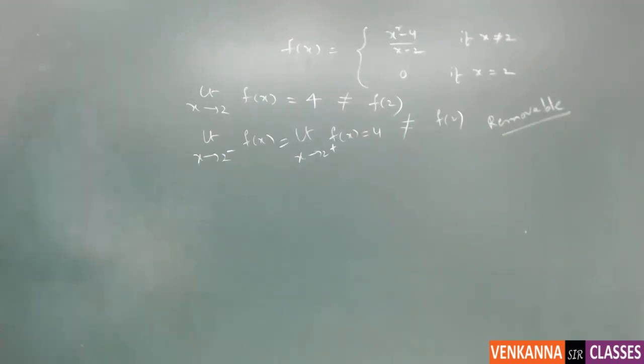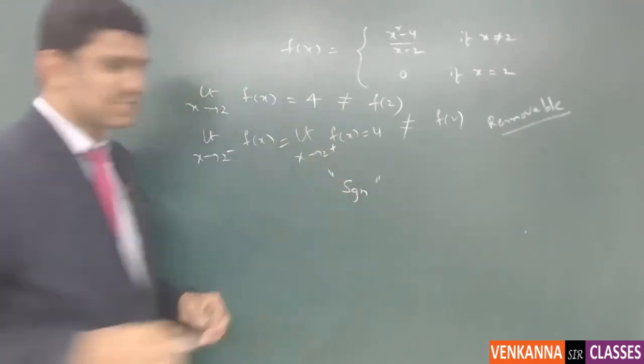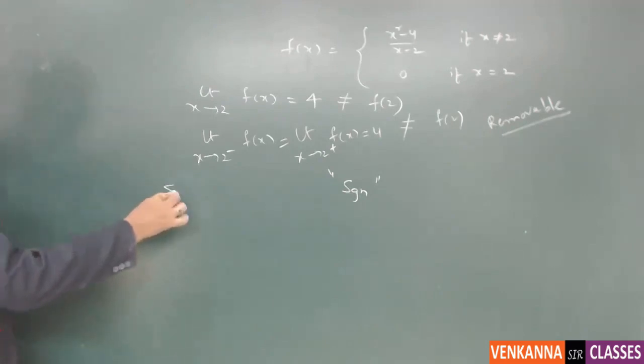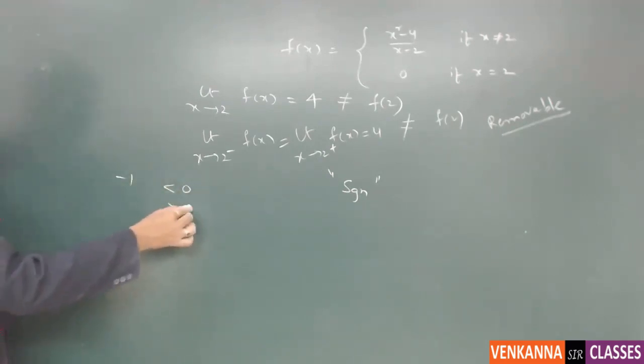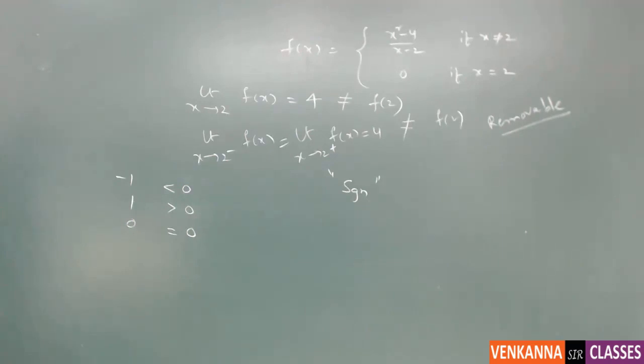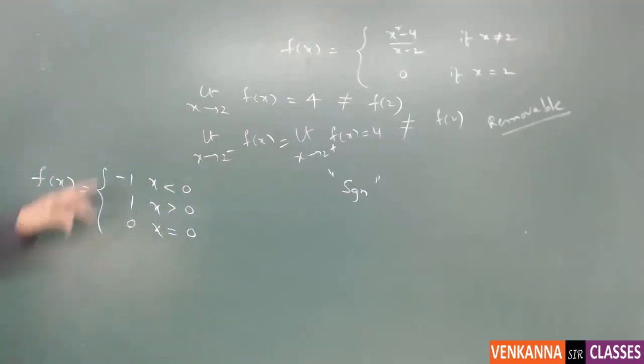Right. So for the other one, let us take one simple example. Does everyone know the signature function? The signature function takes the values: if x is less than 0, minus 1; if x is greater than 0, 1; for x equal to 0, the value is 0. Have you known that or not? We define f of x for x less than 0, x greater than 0, x equal to 0. Could you recollect that?